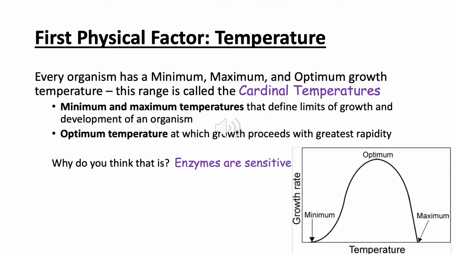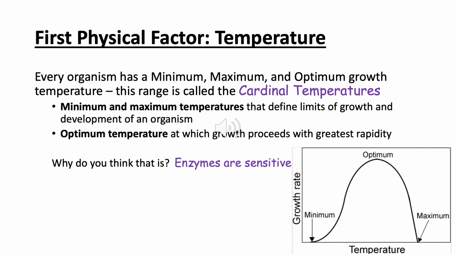The first physical factor is temperature. Every microbe has a minimum, a maximum, and an optimum growth temperature. That range is called the cardinal temperature range for that organism. The minimum and the maximum temperatures define the growth and development. In other words, below the minimum temperature, that microbe wouldn't be able to grow. Above that maximum temperature, the microbe wouldn't be able to grow. So that's the range in which it's possible for the microbe to grow.